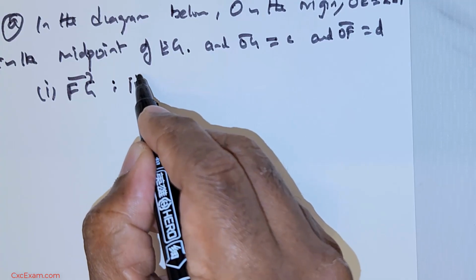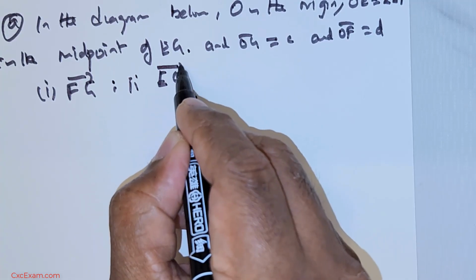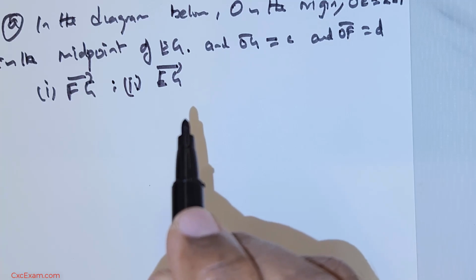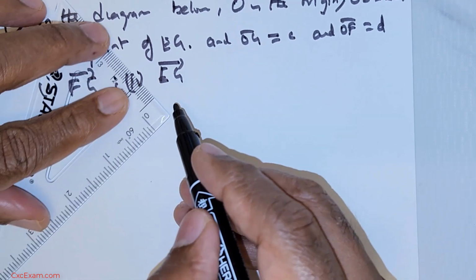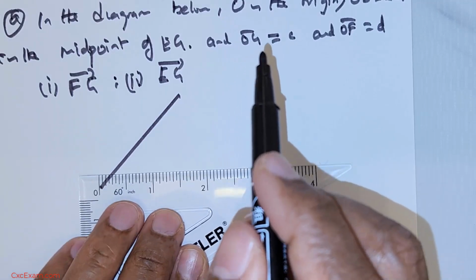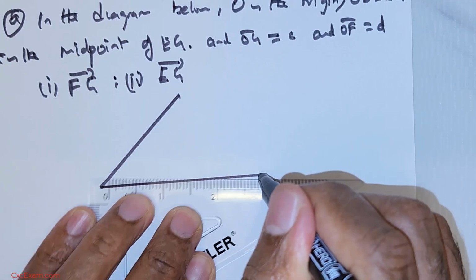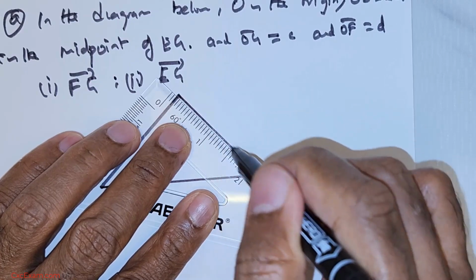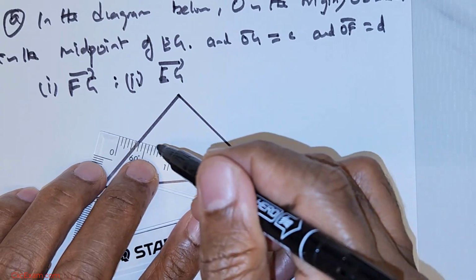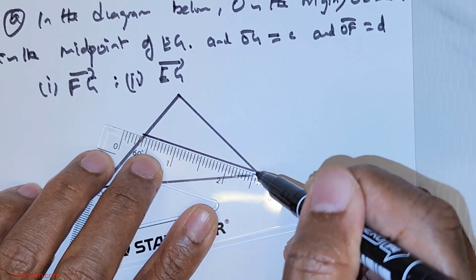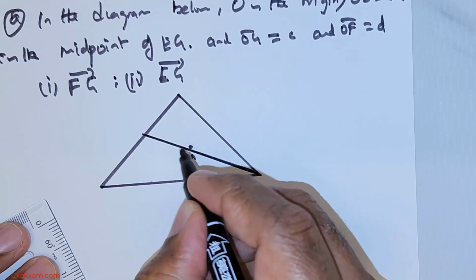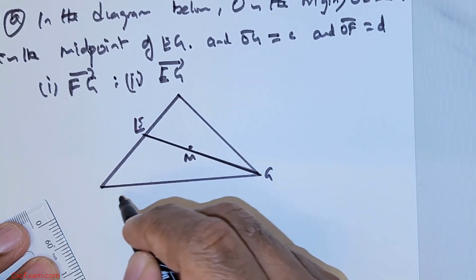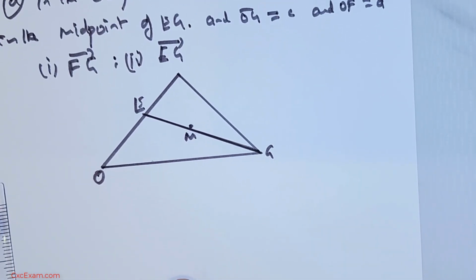This is the first question. Second question, we are asked to find EG. Okay, so we will first draw the figure. So this is the figure that is given. M is the midpoint of EG, and that is O.